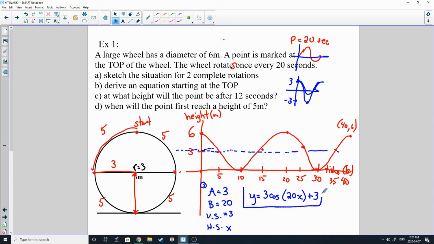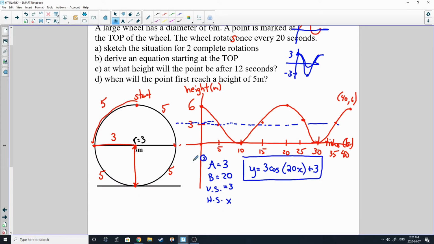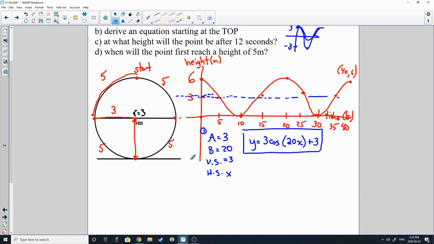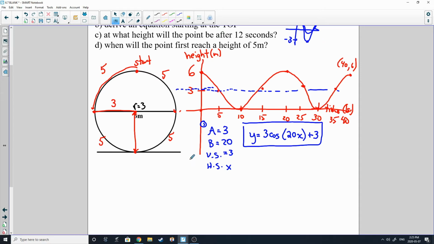That's quite tricky. Now, do they always have that question on the exam? The answer is no. Sometimes they do, sometimes they don't. Part C says at what height will the point be after 12 seconds? Now, notice how they gave us one that's a little tricky to estimate, right? If they gave us 0, 5, 10, 15, 20, any multiple of that, we'd be able to estimate it. But luckily, we have our equation now, so we can just say, well, x is equal to 12, and we can pop it in here and see what we get.